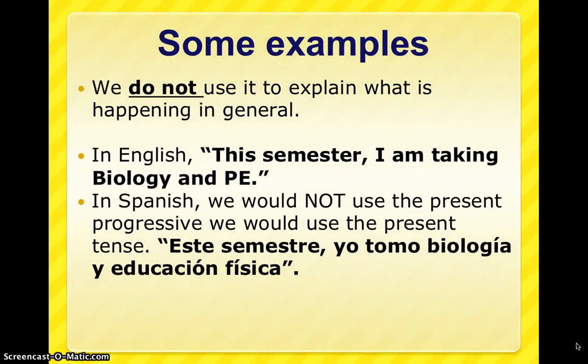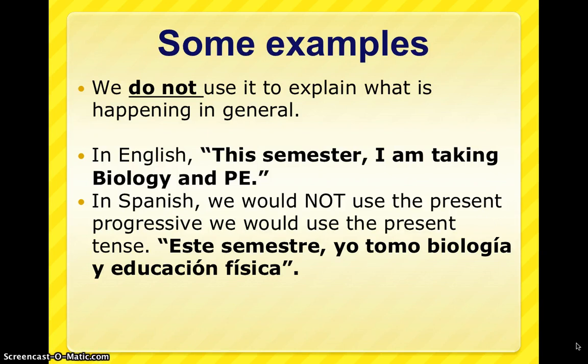So we're going to look at some examples, but first it's really important to understand that in English we use the present progressive a lot, but in Spanish it's not used quite as often. So in Spanish we do not use it to explain what is happening in general. For example, in English, we might say, this semester I am taking biology and PE.